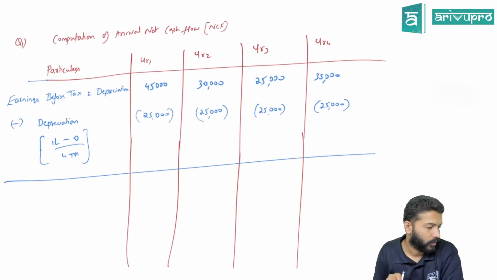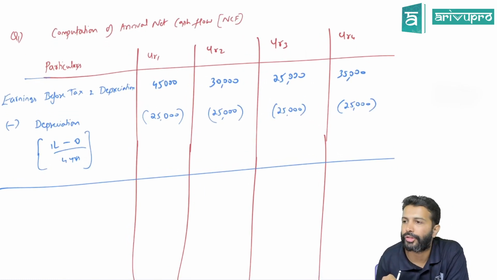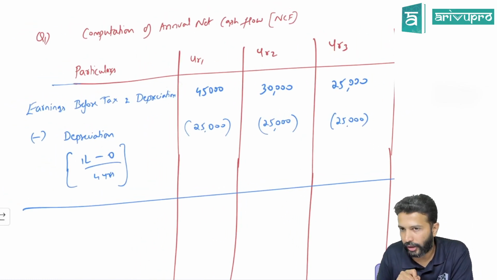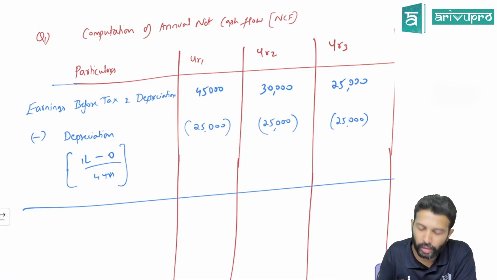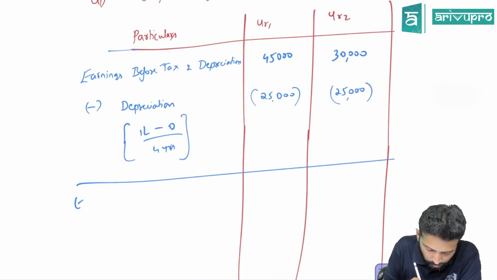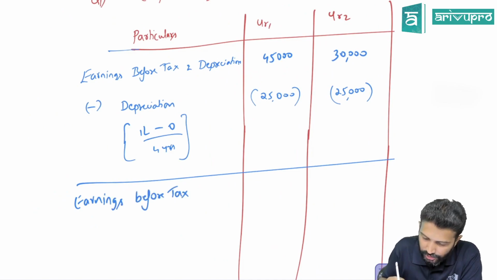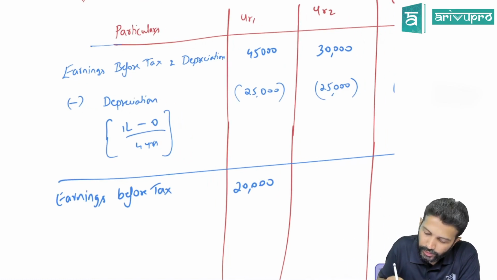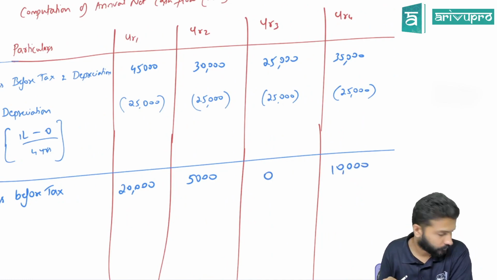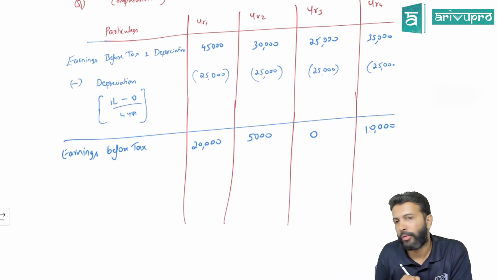Okay. Any questions? So depreciation was not deducted, which I deducted now. Has tax been deducted? No. That means here what am I going to get? Earnings before tax. So how much is this number? Here it is 20,000, here it is 5,000, here it is actually 0, here it is 10,000. This is your earnings before tax.